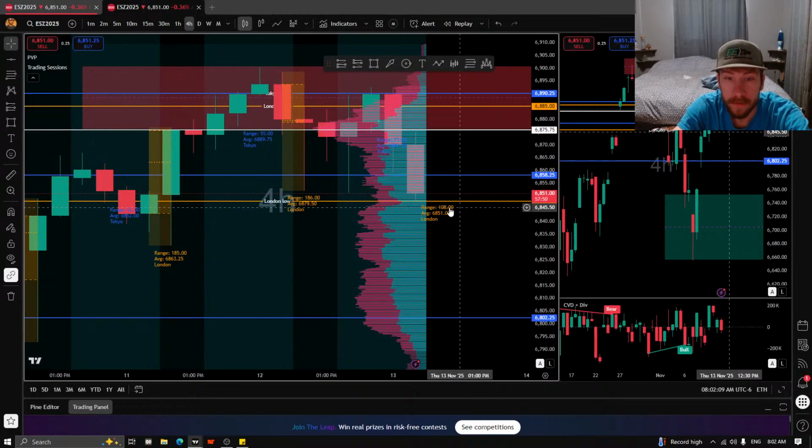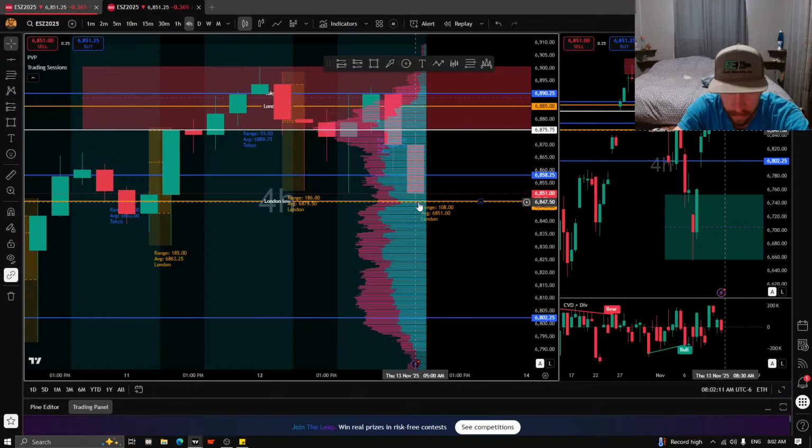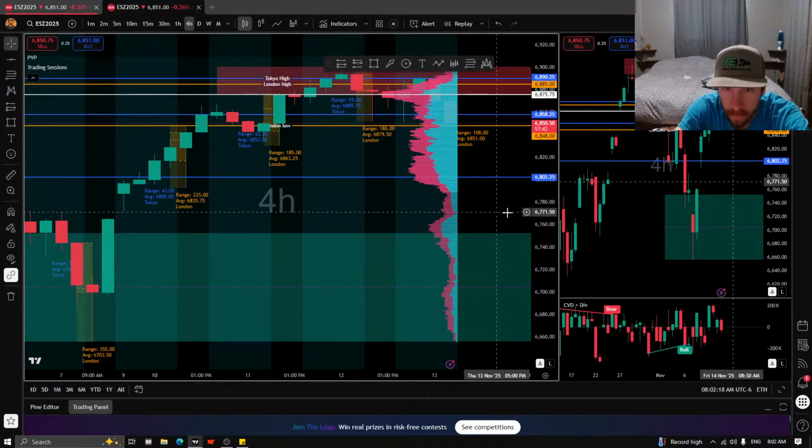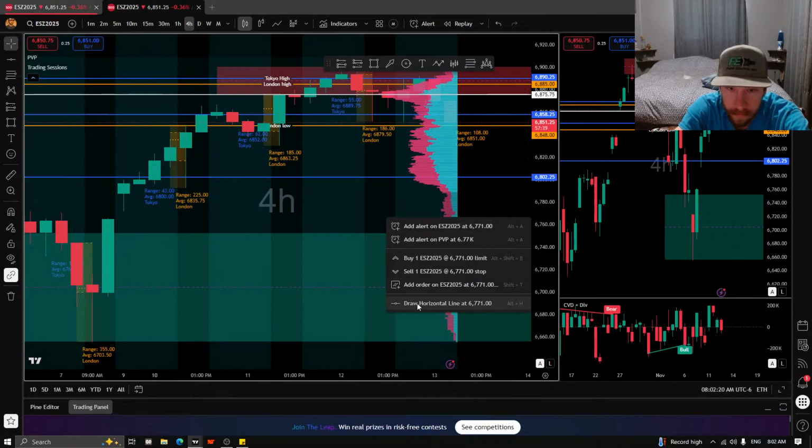High volume node. There's really not much for low. This was the low volume node. So we bounced down there to the low volume node. I mean, you could call this a low volume node.